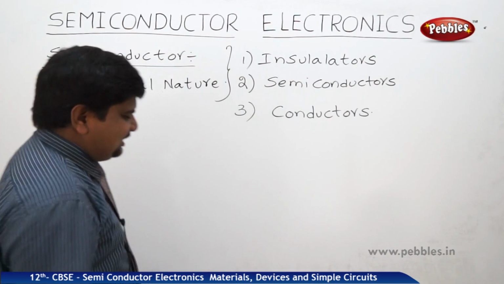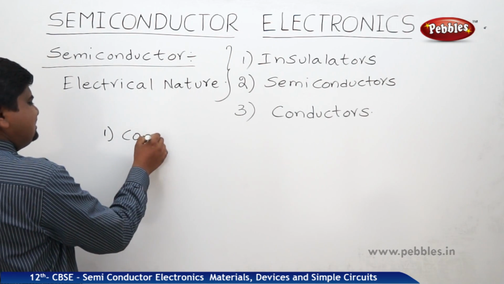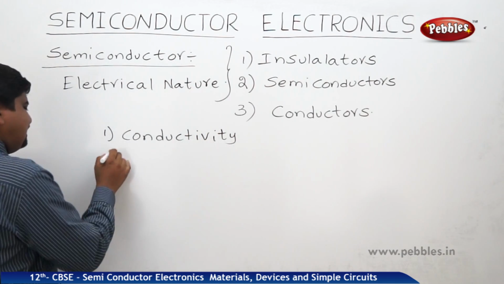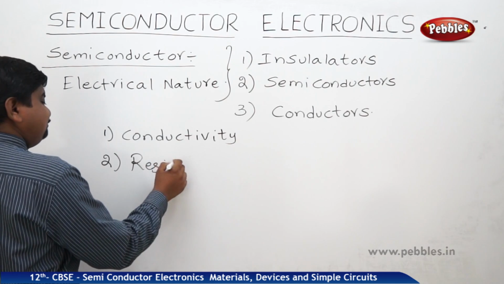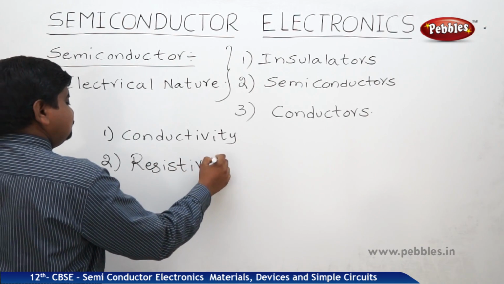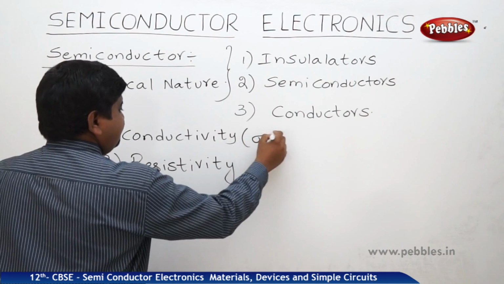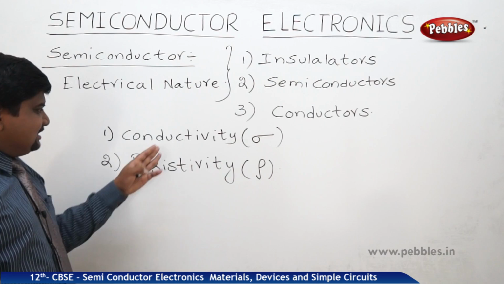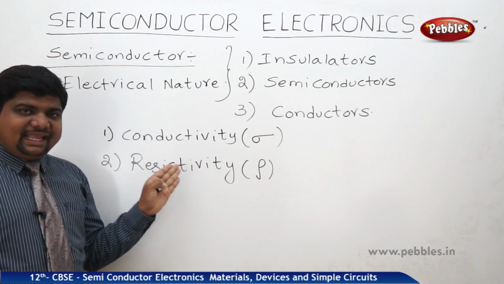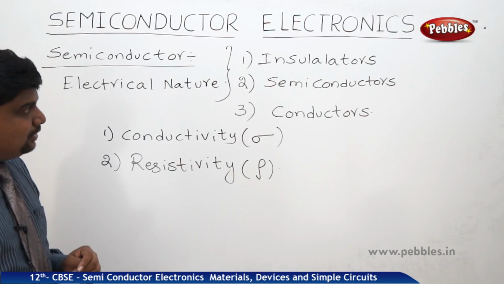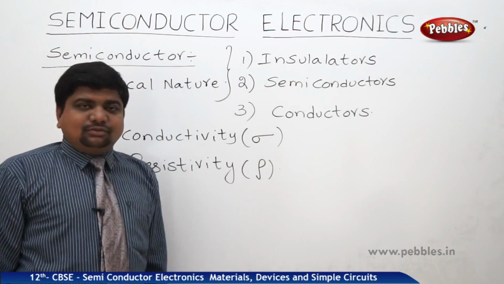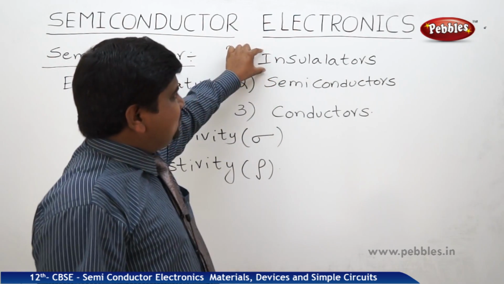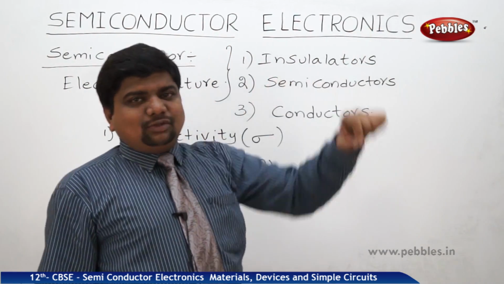There are two properties: conductivity and resistivity. The conductivity symbol is sigma, and the resistivity symbol is rho. These are the main important phenomena exhibited by a solid state material. So, what is an insulator? We know that insulators are materials through which there is no possibility to pass electricity.